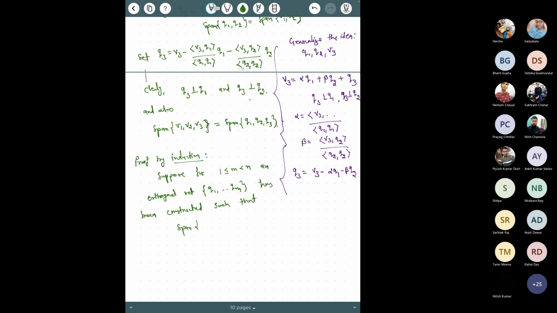Such that span of V1 to Vk is equal to span of Q1 to Qk for each k.